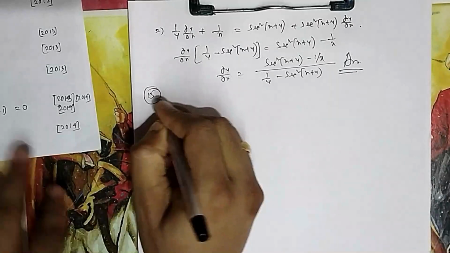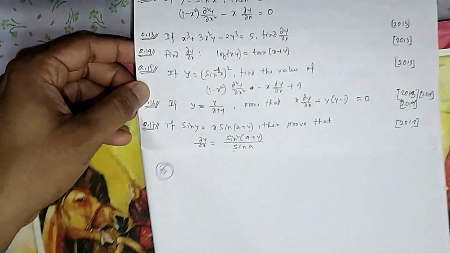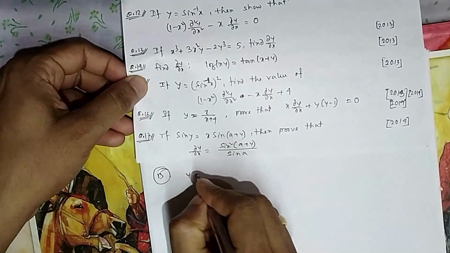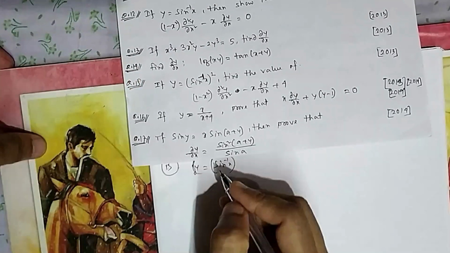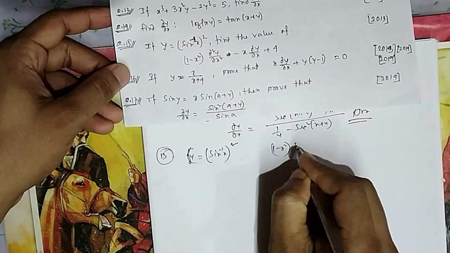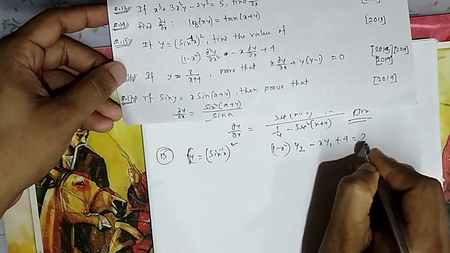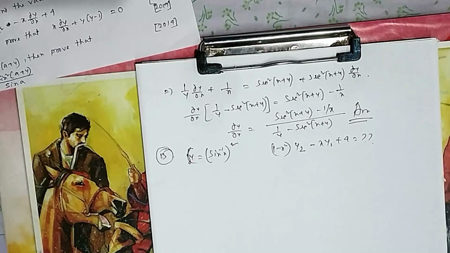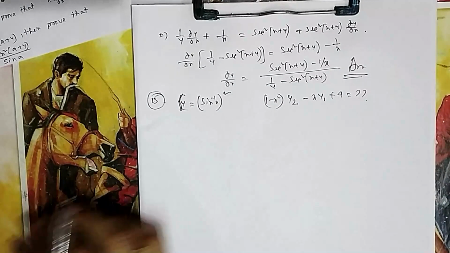Next, if you come to question number 15, if y is equal to this, then again prove. So same type, but here it is now sin inverse x whole square. So no need to worry, we will do it in the same way. And what we have to prove, we will write that every time side by side: y2 minus xy1 plus 4. You have to find this value, not prove. Same type, value means if you can prove this is equal to something, then that will be the value.